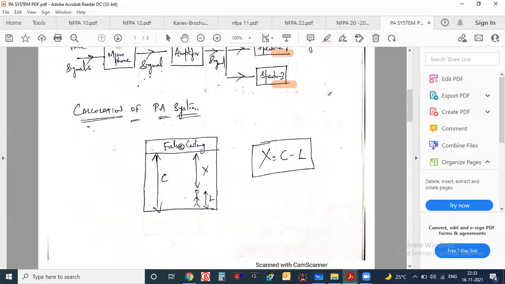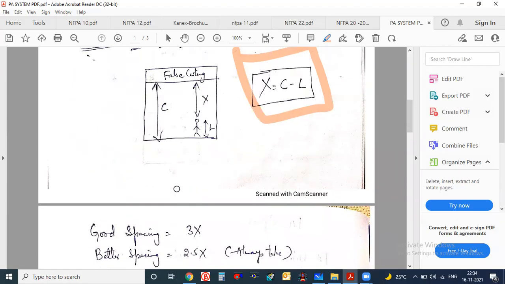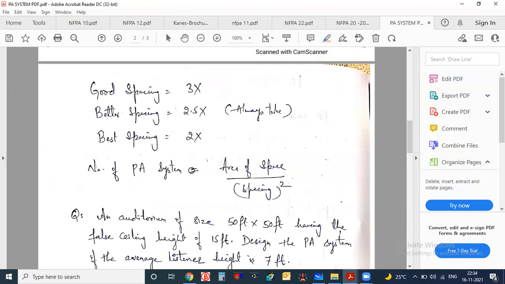How to do the calculation of the PA system? It's very simple. This is the calculation example. There is a false ceiling. C is, I think, the listener's height. Okay, no, L is the listener's height. X is the height difference up to the head, and C is the false ceiling height. So X is equal to C minus L, and here it is written good spacing, better spacing, best spacing.